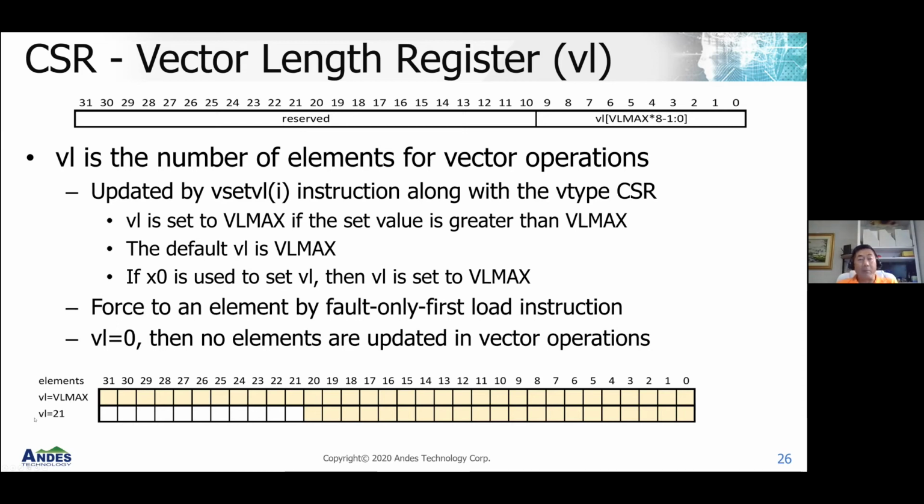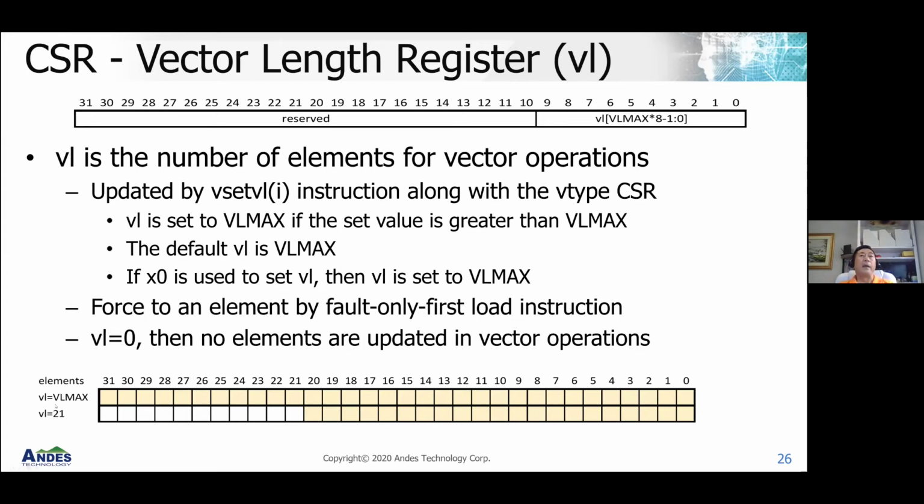It's more or less like a mask. Elements from 0 to 20 are the valid elements that will be updated on every vector operation, and elements 21 to 31 are basically masked, so the vector operation will not update elements 21 to 31. So you can set the VL to the application vector length.